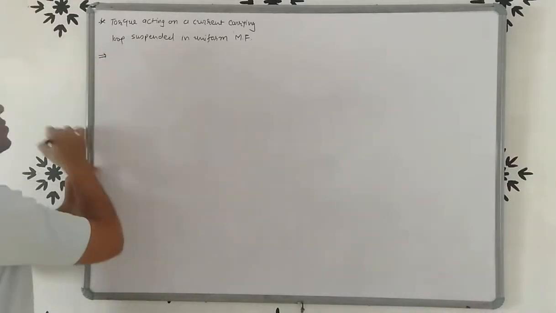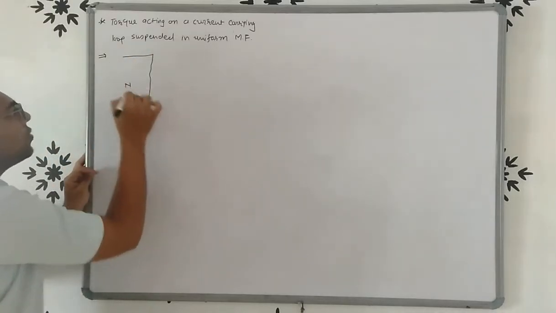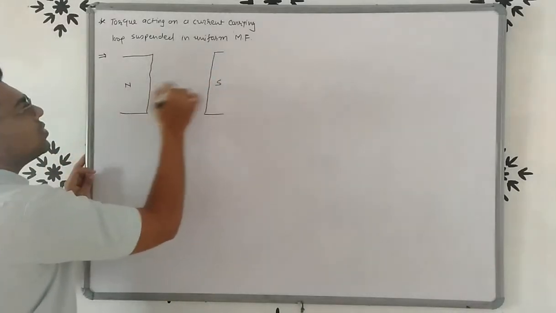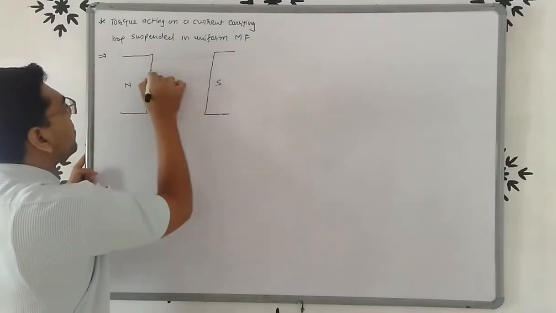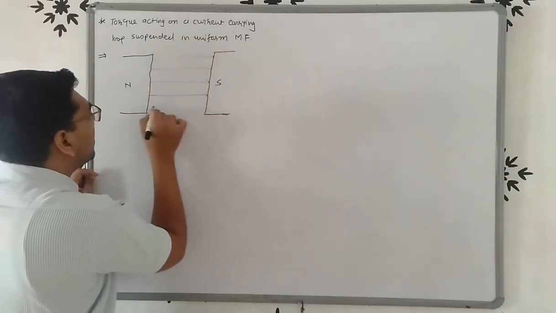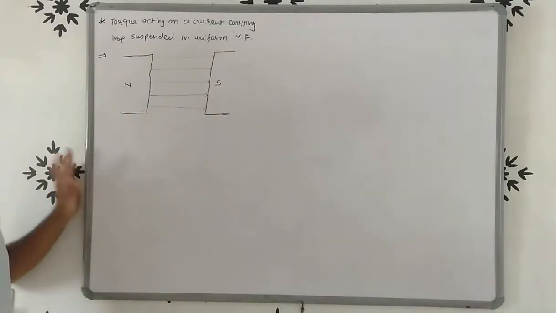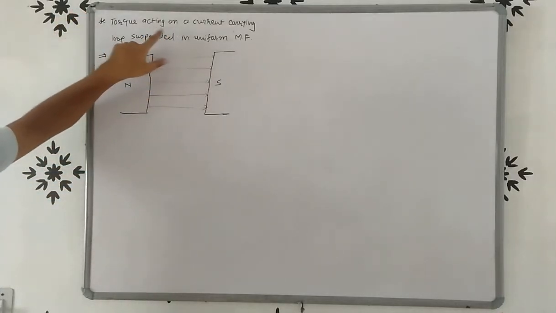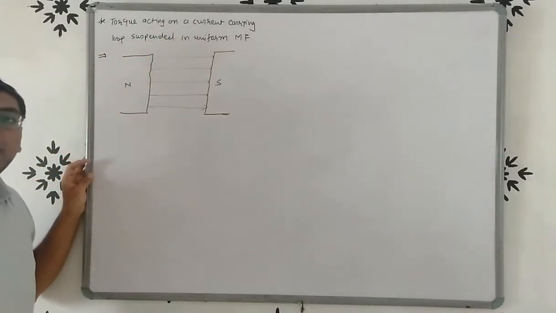So here, to create the magnetic field, this is the north pole of an electromagnet and this is the south pole. So the field will be directed from north to south, like this. Here there is a uniform magnetic field between north and south. Now, there is a current carrying loop which is suspended in this uniform magnetic field.